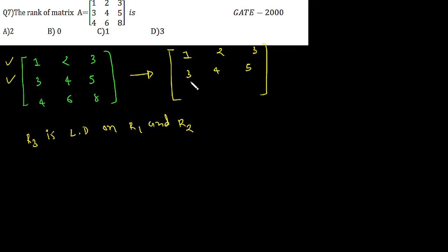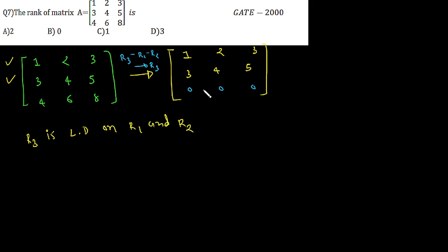This first and second row will remain as it is. Now here I am applying the row operation, let's write it also. Let's subtract R1 and R2 from R3. So R3 minus R1 minus R2 will be our new R3. Here we are getting 0, 0 and 0, because we are adding these two and subtracting from the third one.